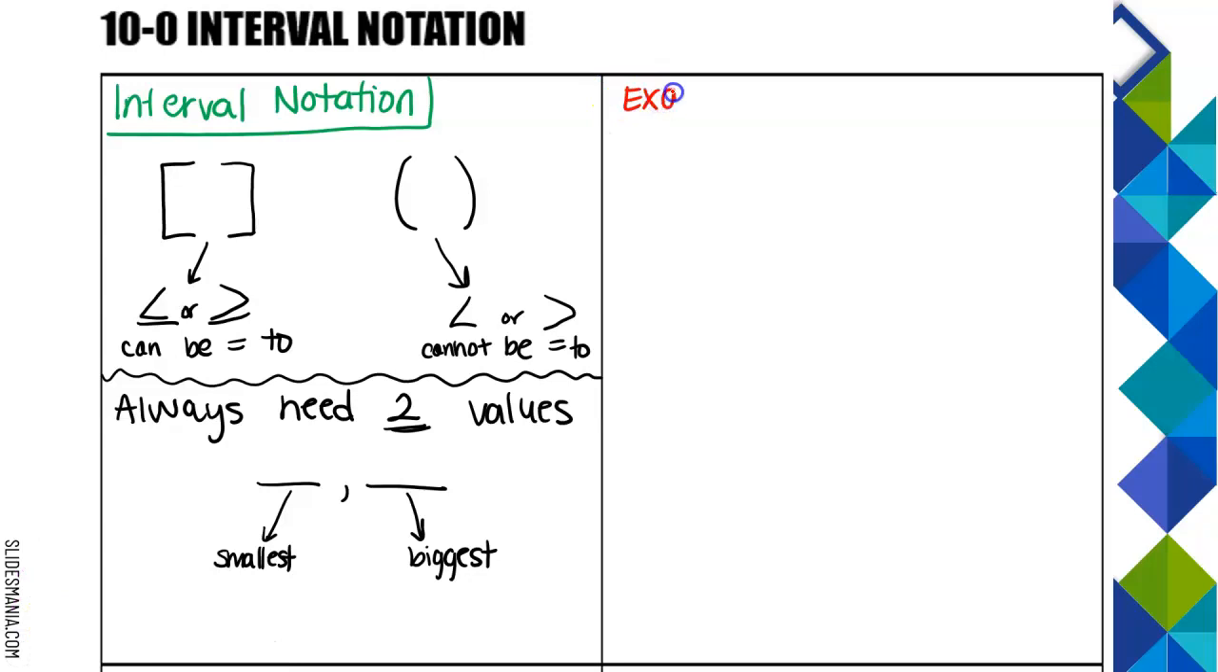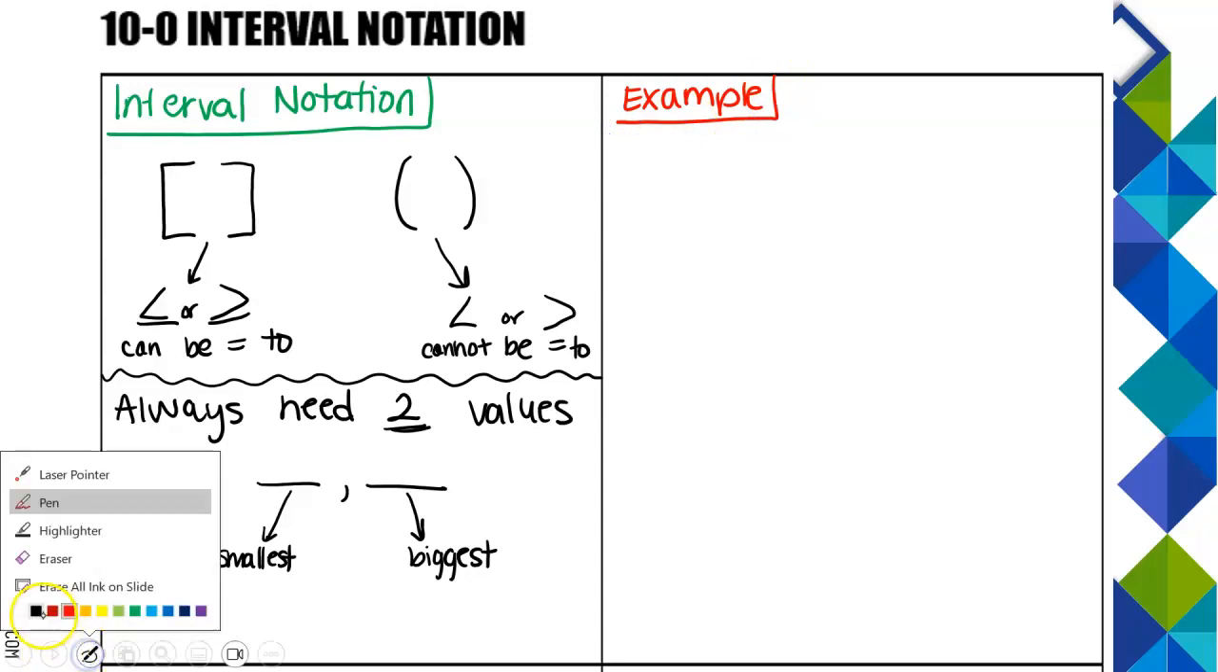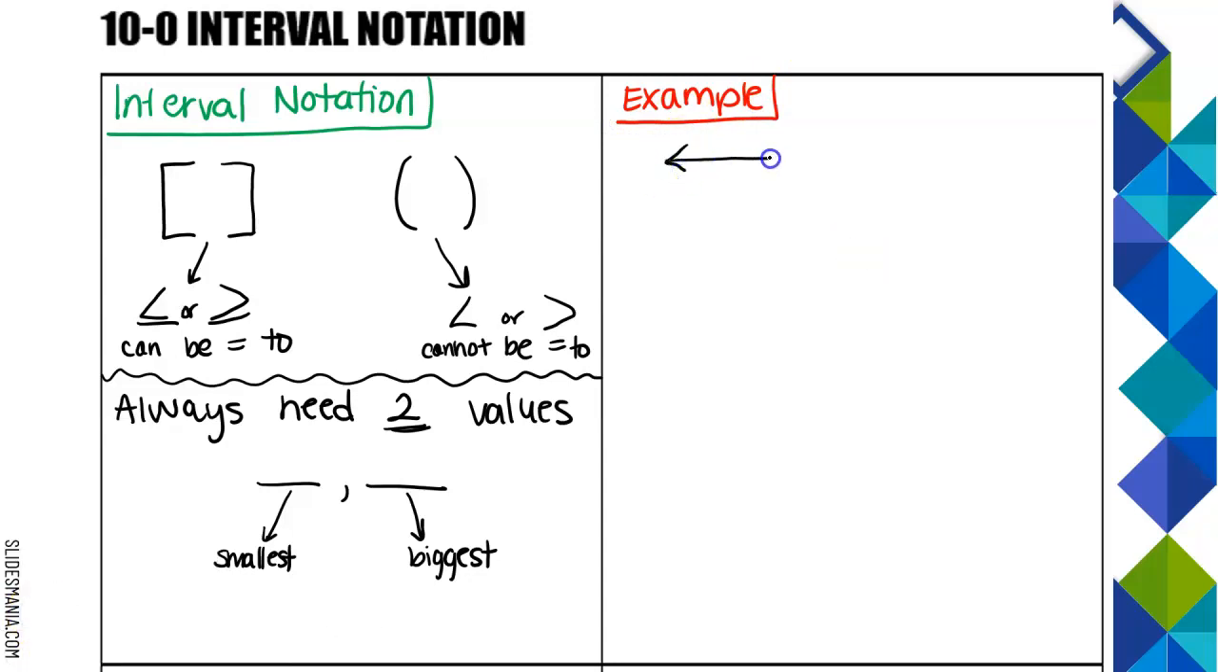Let's look at an example, or a couple examples rather. If I gave you the number line that looked like this, I'm going to make mine really simple. And I had -4 and 3. There's an open dot on 3 and a closed dot on -4. And I said it had to be between those two values.